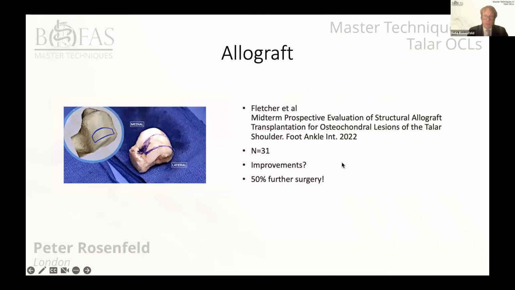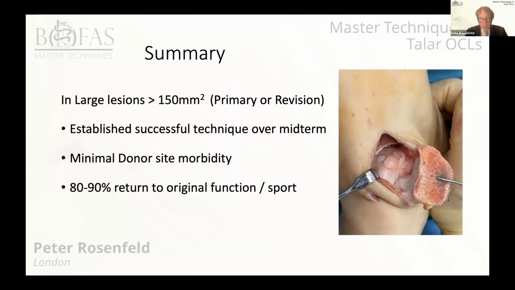So that's one option. So in summary, large lesions greater than 150 millimeters squared are good for AOT and osteochondral transfer. That's primary or revision. It's a really well-established technique now, and it's got superb results with long-term high return to follow-up, high return to sports, high return to function, and minimal donor site morbidity. It is a good option.